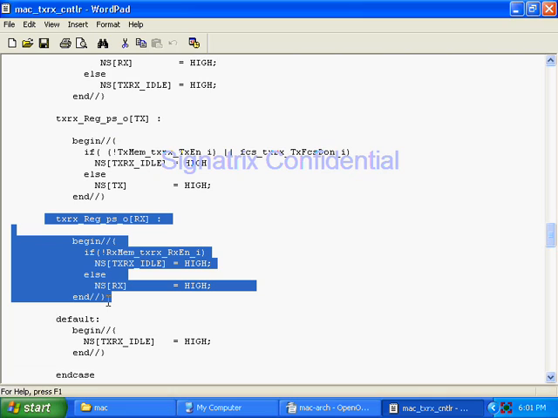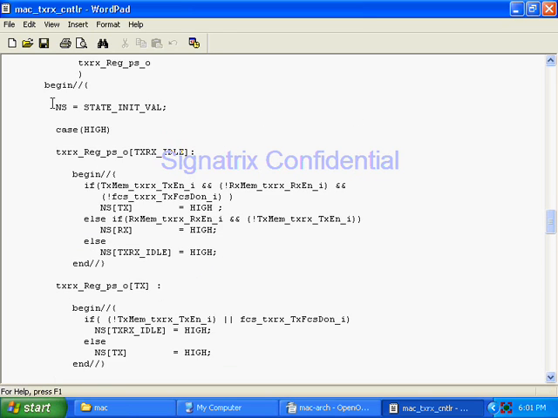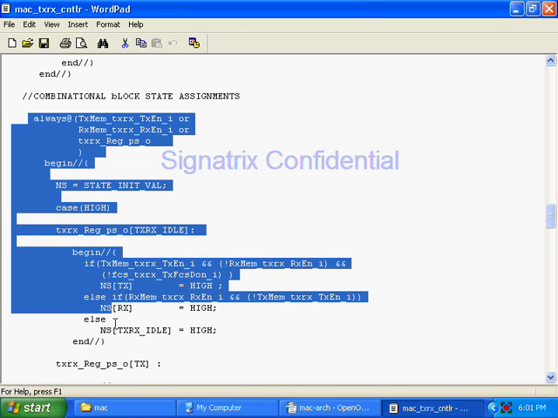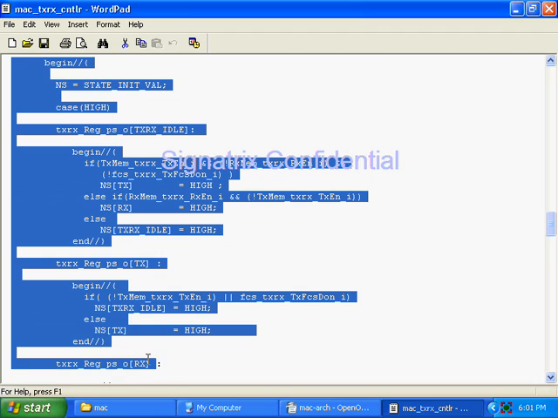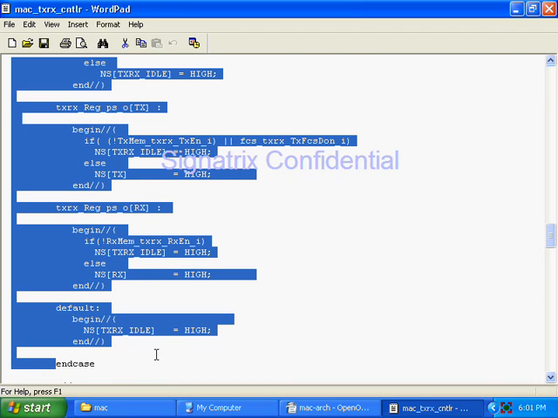Next, if you come to RX state, the same thing. If RX is enabled, then I will receive the data continuously. If that RX enable is low, then I will go to idle state. So this combinational logic is simply used for defining the next state logic. We have not declared any outputs here.